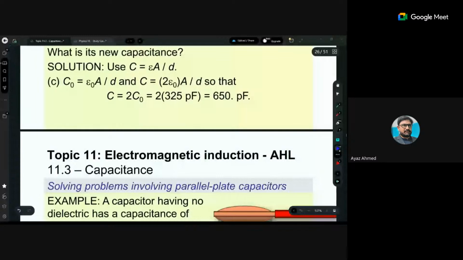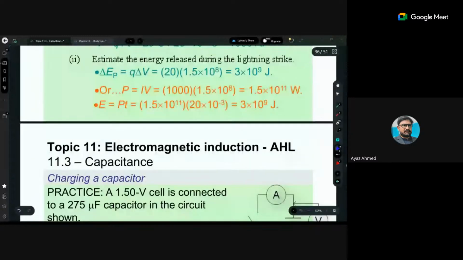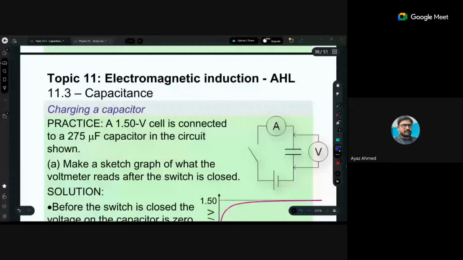So if you can solve these types of questions, fine. Otherwise, we will be back to the questions. So here we go. This was just ended up over here, solving problems till this point. So here is discharging the capacitors, right?